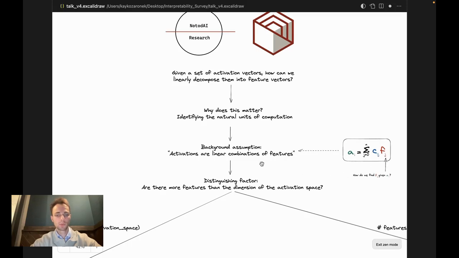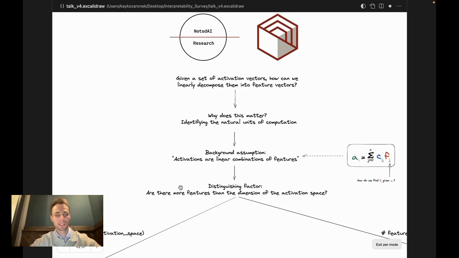We identify an important distinguishing factor in our work and want to propose the following framing. Are there more features than the dimensions of the activation space, or are there fewer? Let's first explore the case in which the number of features is smaller than the dimension of the activation space.